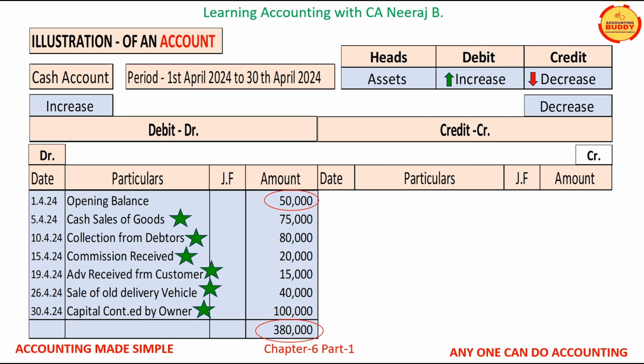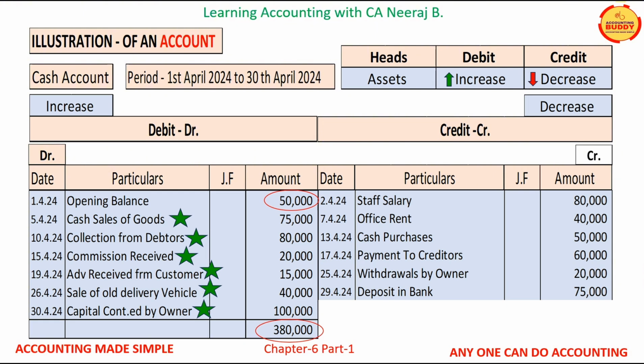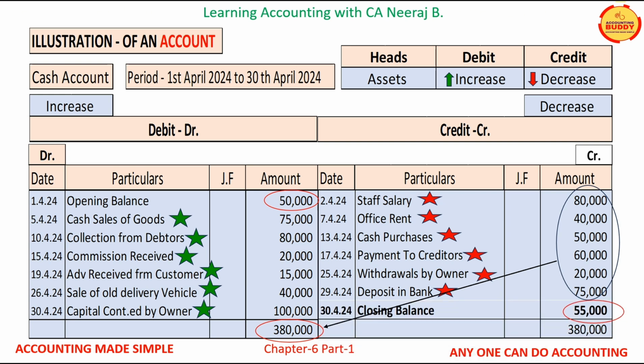Now during the month of April 24, the business has made several business expense payments as displayed on your screen. Staff salary 80,000, rent 40,000, cash purchases 50,000, payment to creditors 60,000, withdrawal by the owner 20,000, cash deposited into the bank 75,000. All cash outflows are recorded on the credit side of the cash account. Now, if the total outflow of cash is deducted from the total of 380,000, the business will be left with a closing cash balance of 55,000.